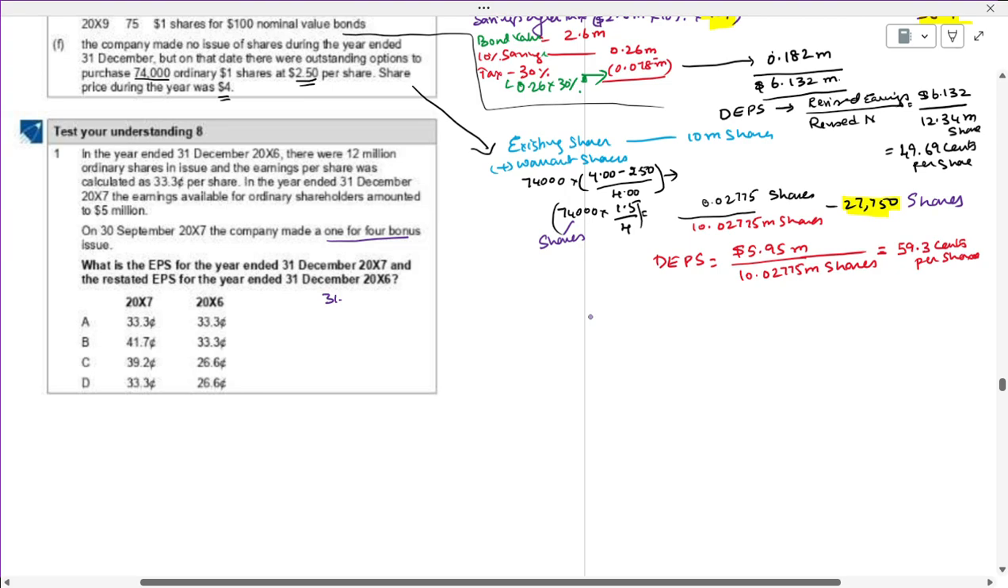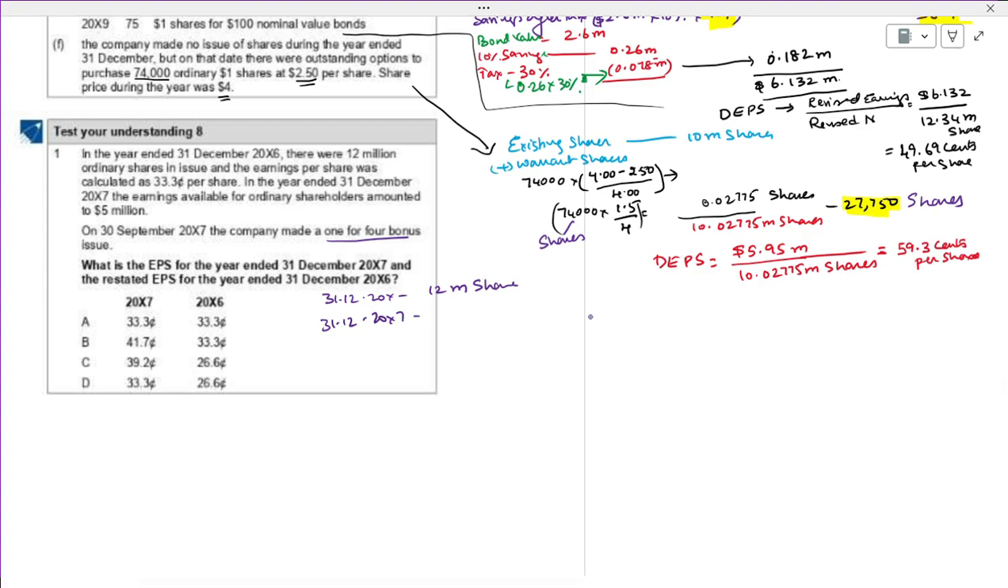See, that is 31st December 2006, 12 million shares. Now 31st December 2007. What happened? They issued shares on 30th September. How many shares did they issue? 1-for-4 means how many shares they have issued? 12 divided by 4. 3 million shares.